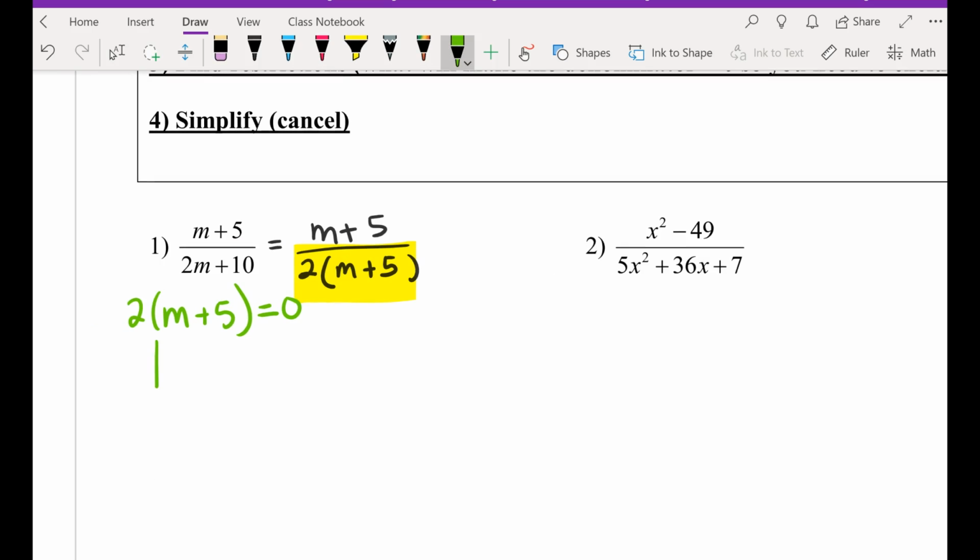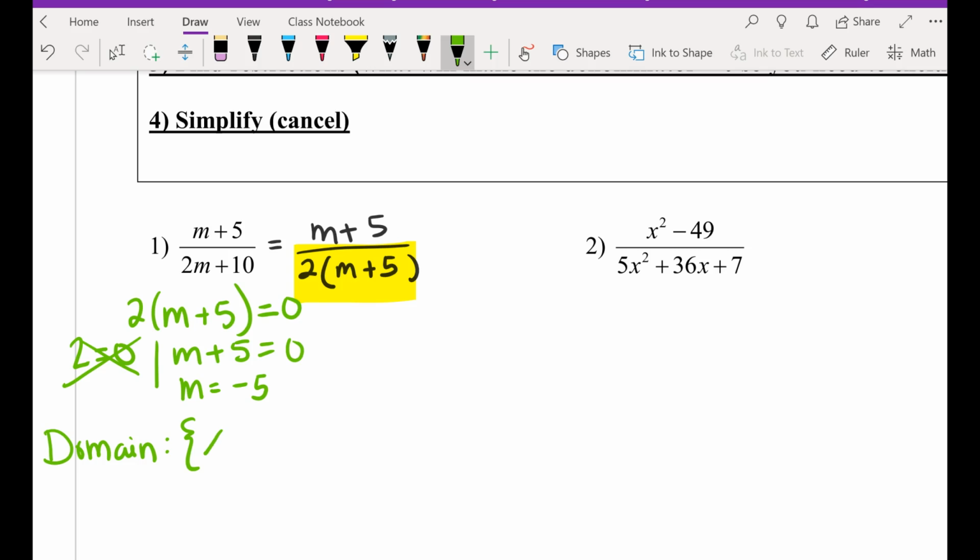Take each factor and set it equal to 0. Is 2 ever equal to 0? No, so you ignore that. In the future, if you see a constant number, you can always just ignore it. If m + 5 goes to 0, what must m be? Negative 5. But we don't write m equals negative 5. We actually need to state it in terms of our domain. What is it that we need to exclude from the domain?